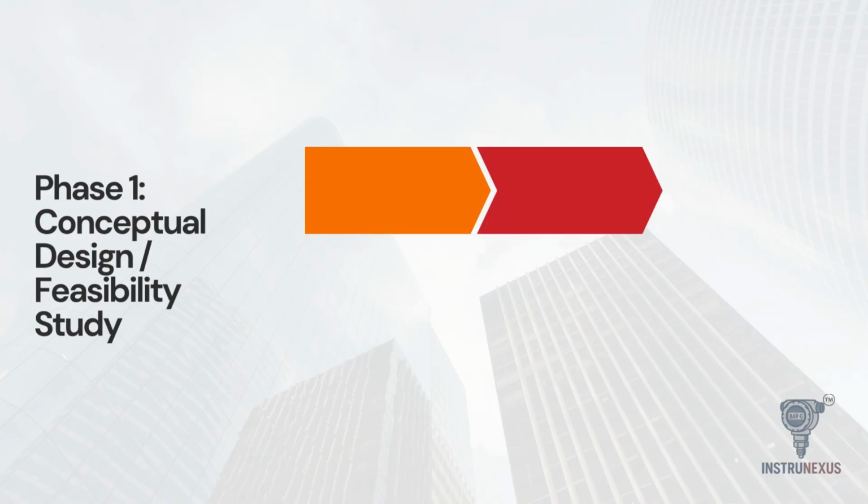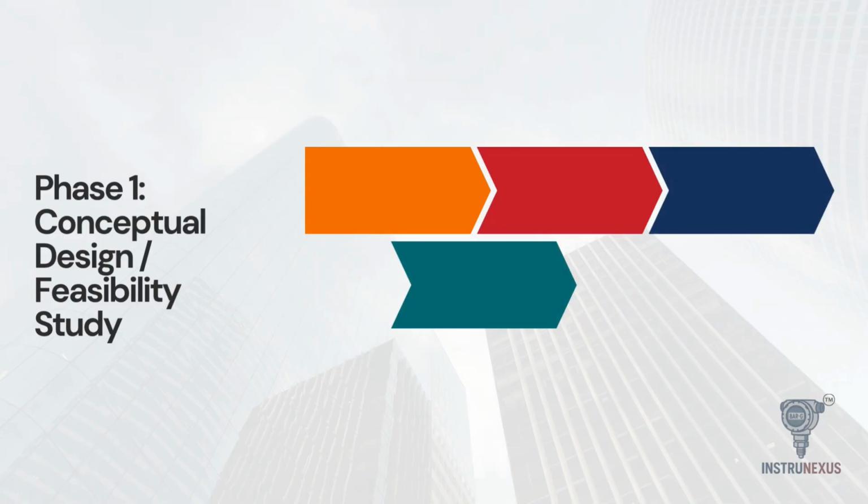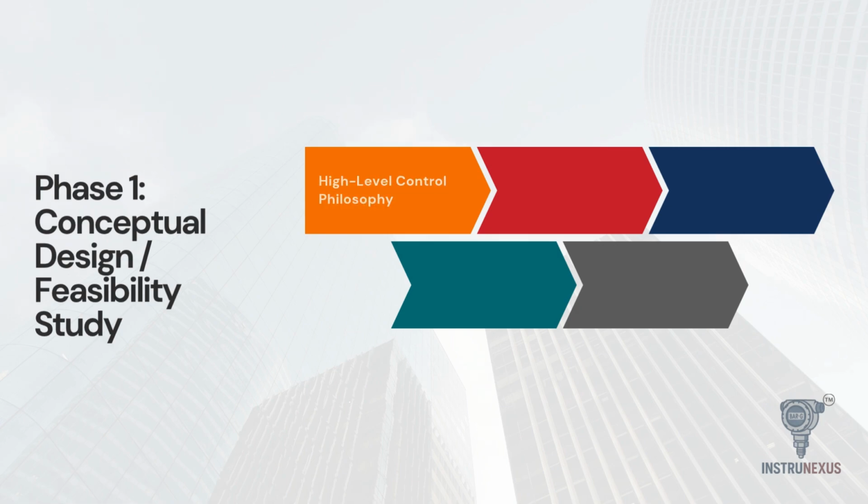The first phase of our journey is Phase 1, Conceptual Design, or the Feasibility Study. At this stage, we aren't building the plant yet. We are defining what it could look like. The primary deliverable here is the high-level control philosophy. This is a brief document that outlines the basic strategy for control and safeguarding.